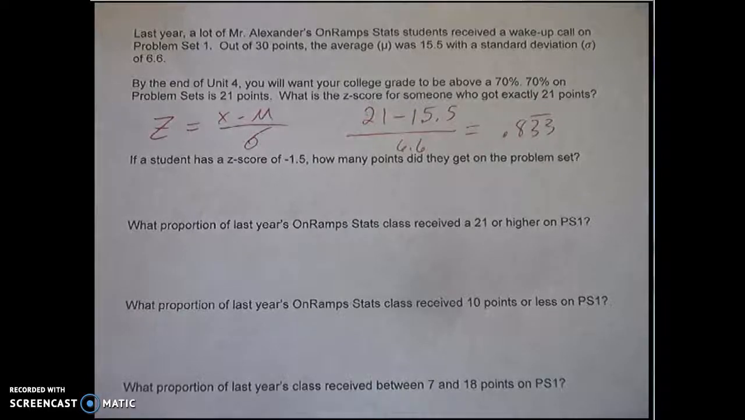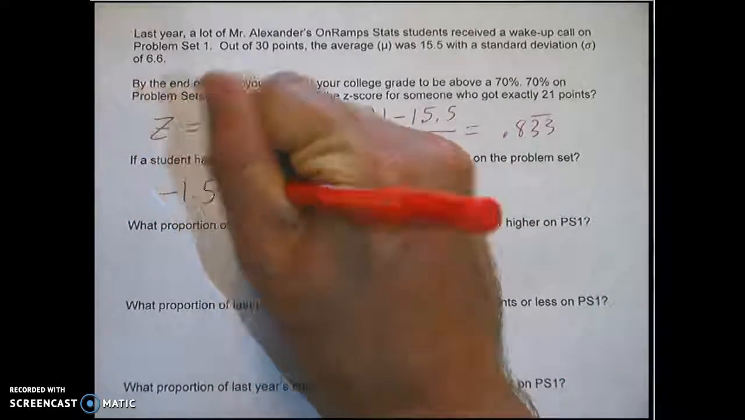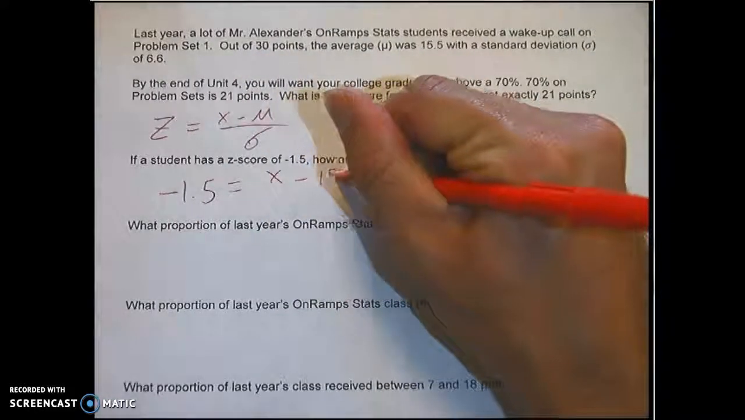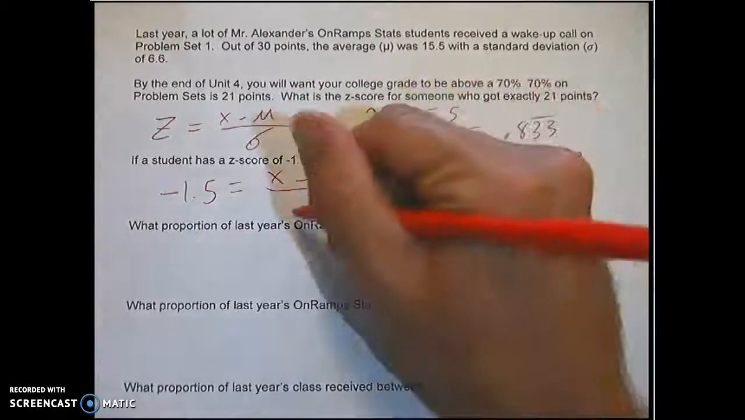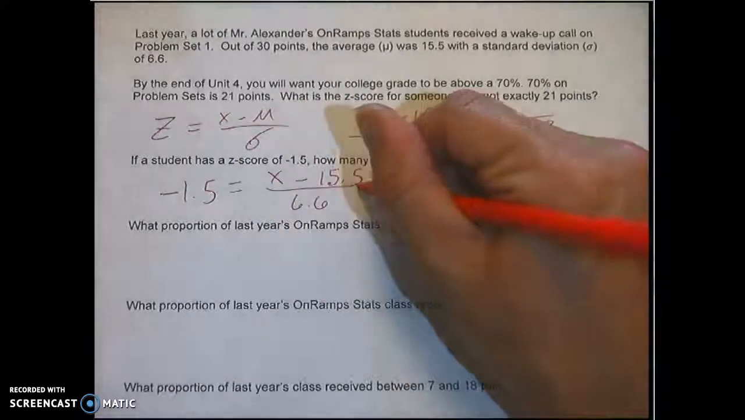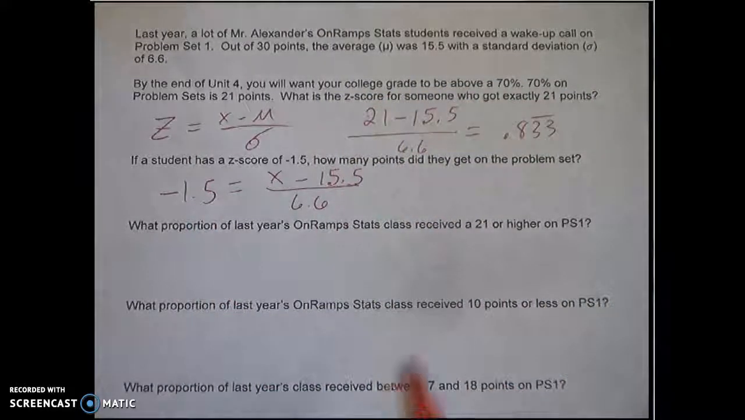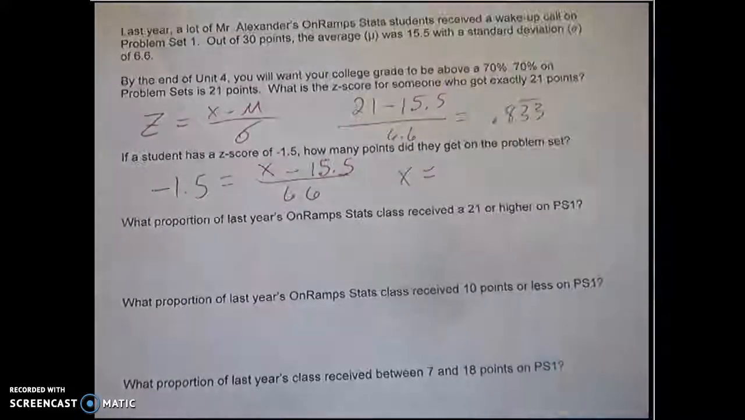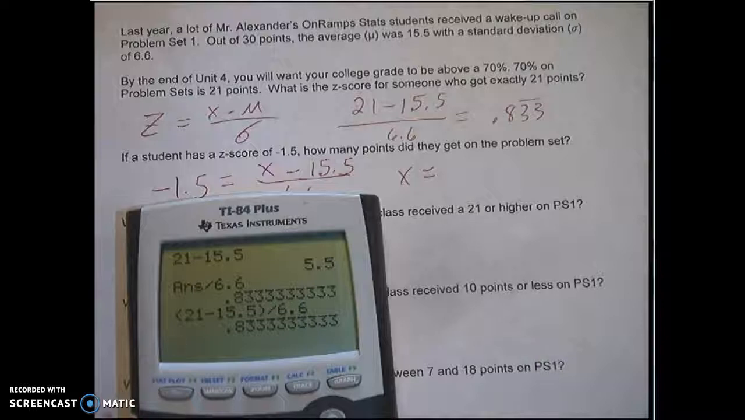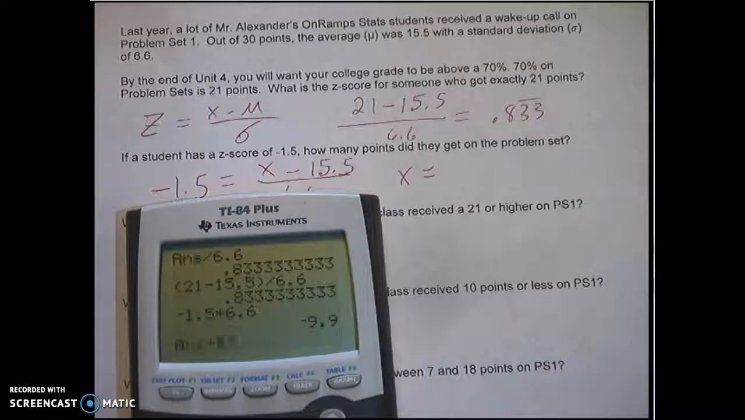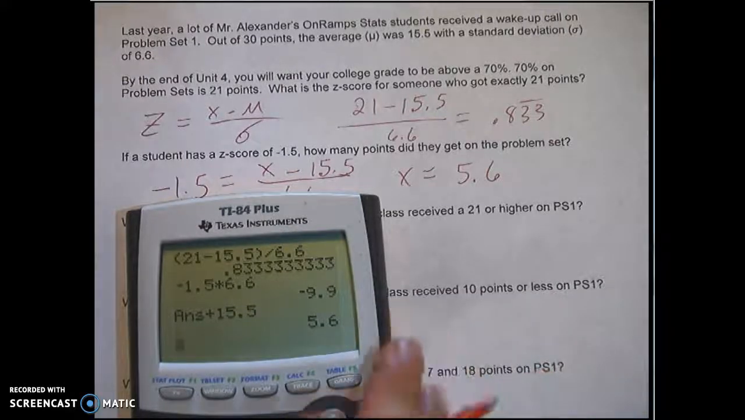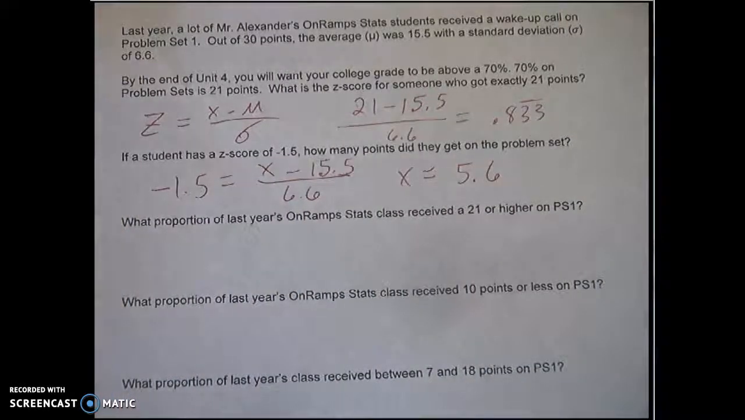But if there's more than one thing, put the whole denominator in parentheses. Okay, so if we got a z-score of negative 1.5, and I want to know how many points they got on the problem set, then I'm solving something like this. What we'll want to do is multiply by 6.6 and then add 15.5. So negative 1.5 times 6.6 plus 15.5. They got a 5.6 out of 30, which is not great, but that's how you do it.